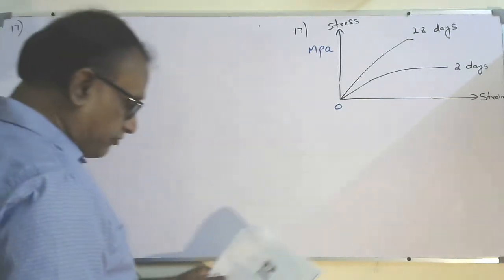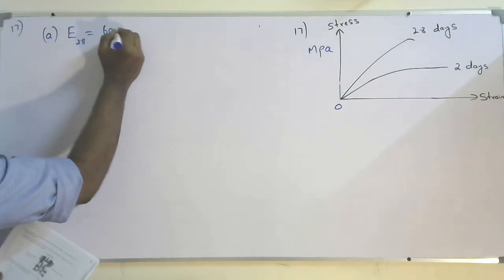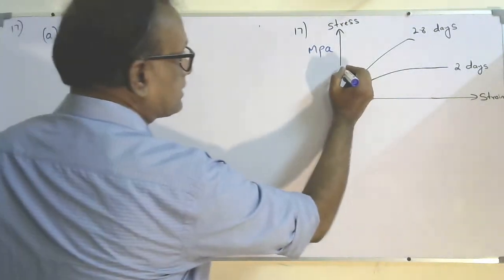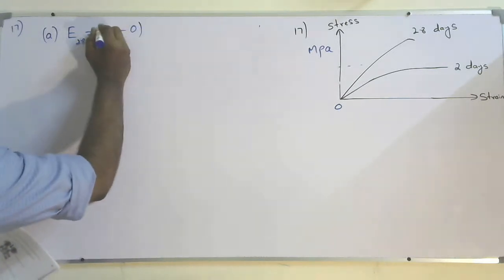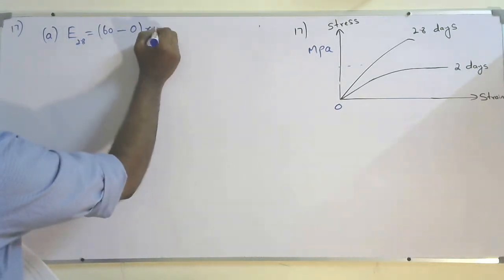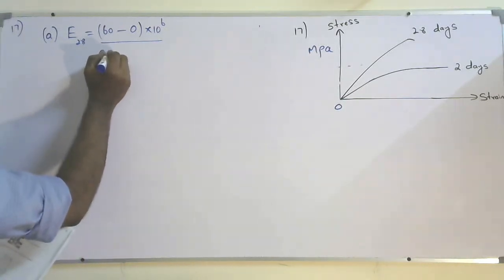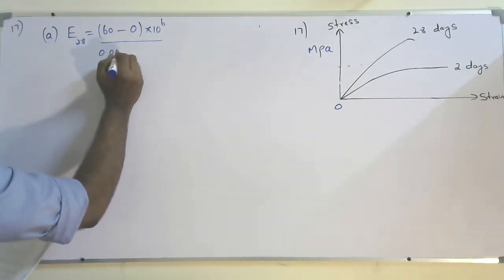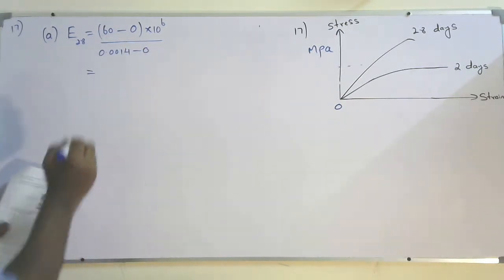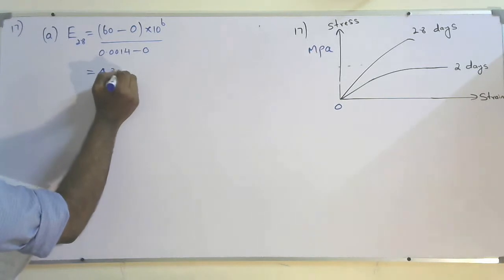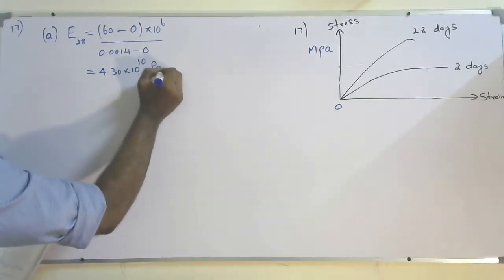From the graph, I'm going to take two different points. That will be 60 minus 0, taken from the graph, times 10 to the power 6 because megapascals, divided by 0.0014 minus 0, found from the graph. You will get 4.30 times 10 to the power 10 pascal.